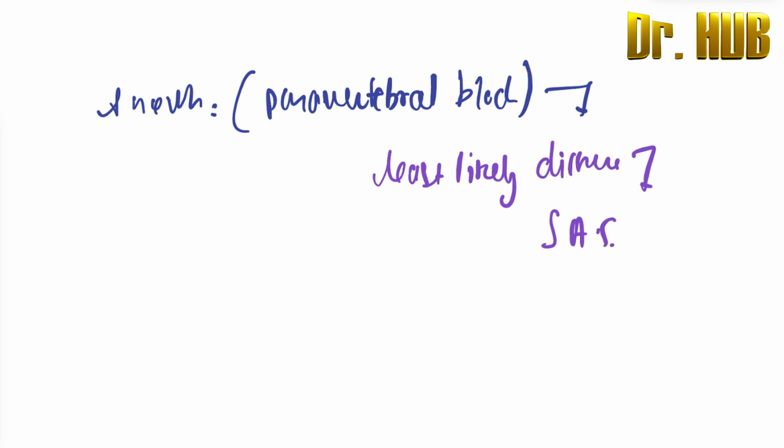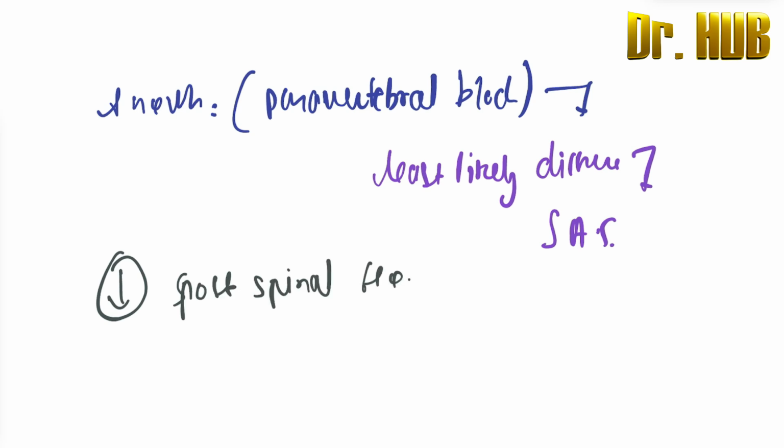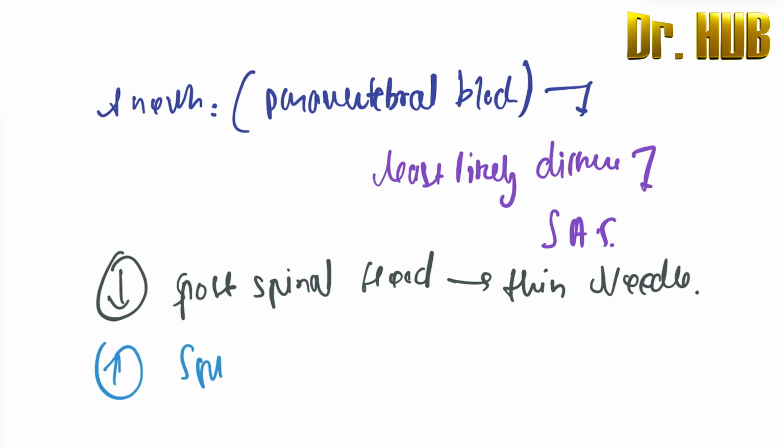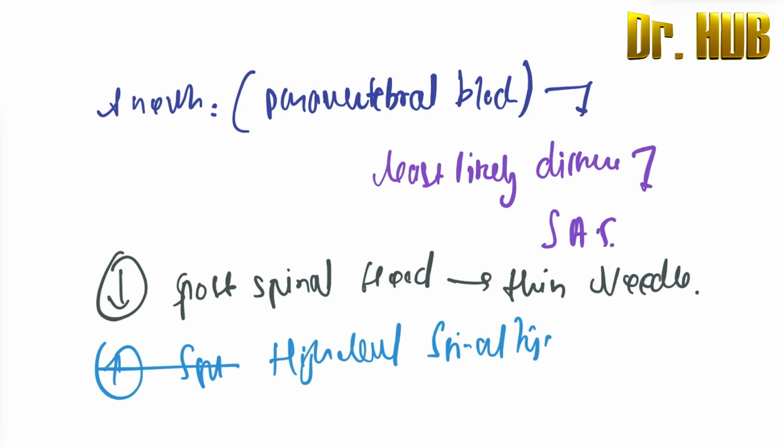Now, what gives a low incidence of post-spinal headache? The least incidence of post-spinal headache is when a very thin needle is used. Next, a high level of spinal injection causes hypotension as well as bradycardia.